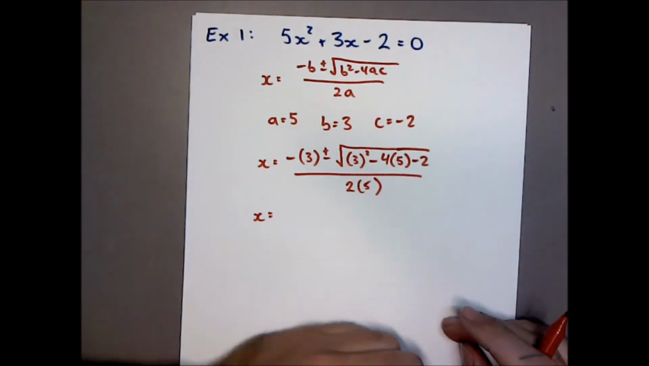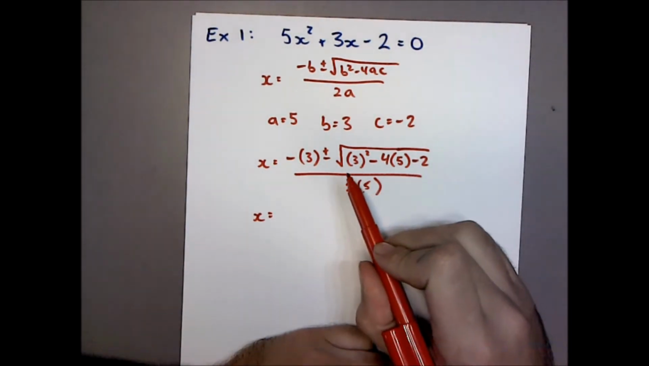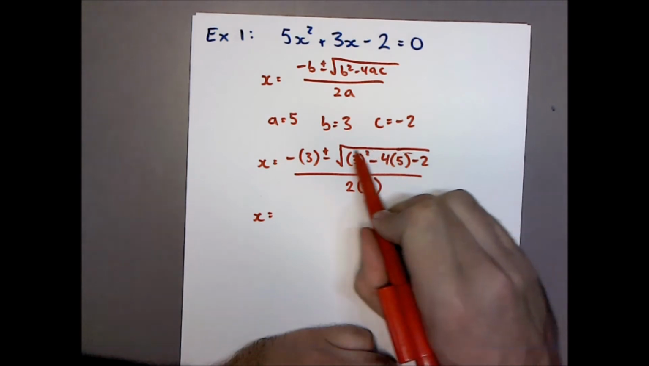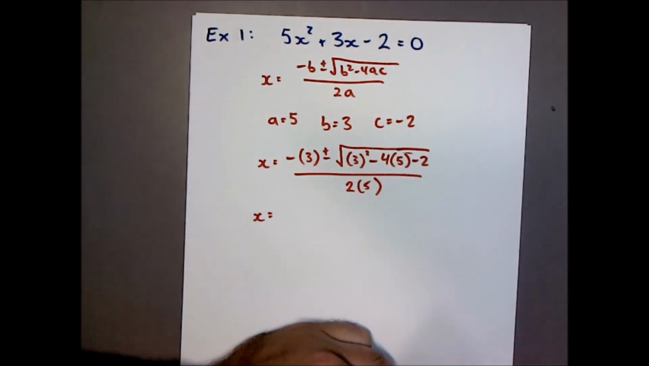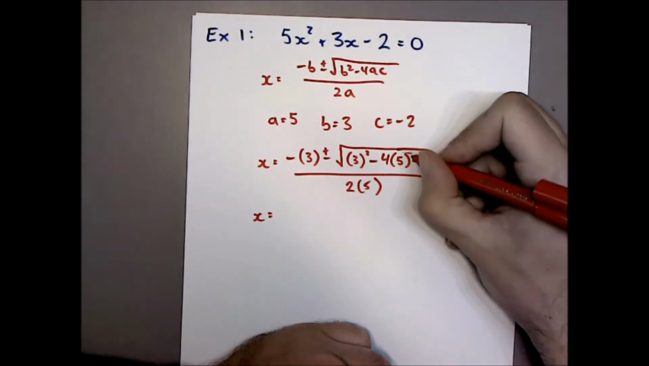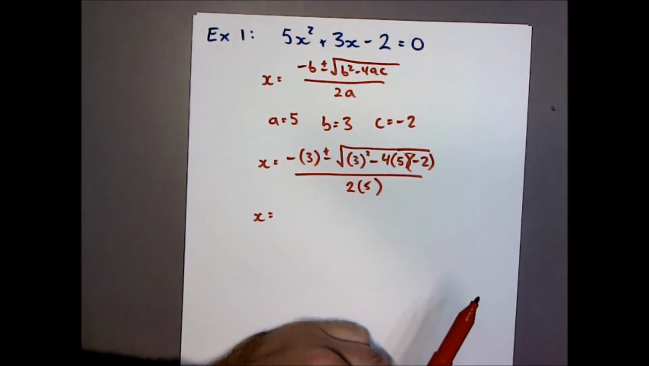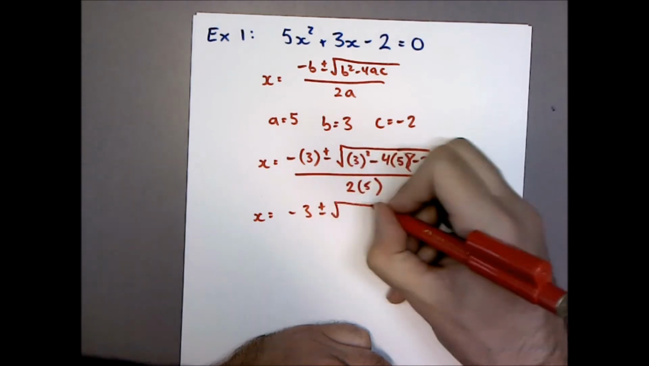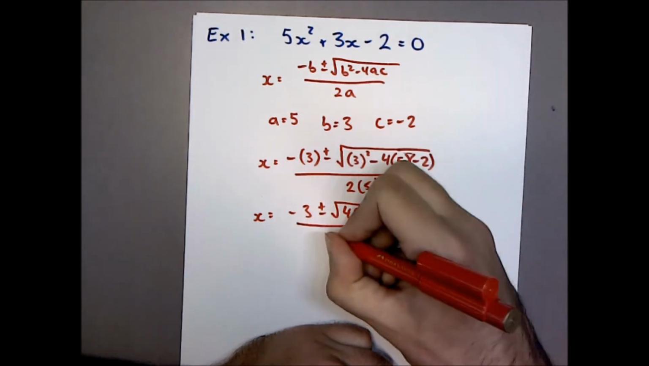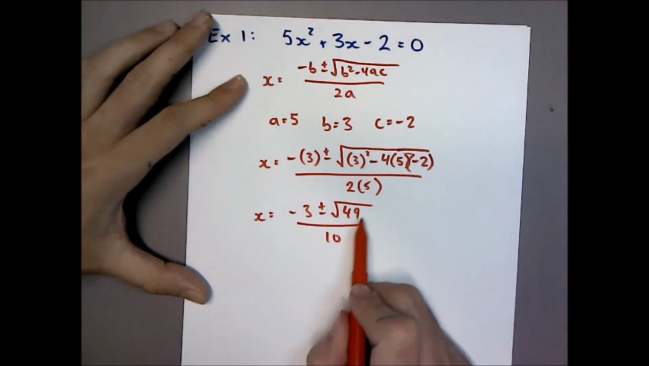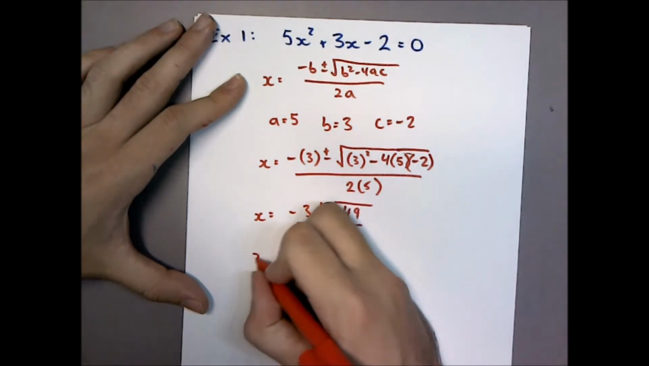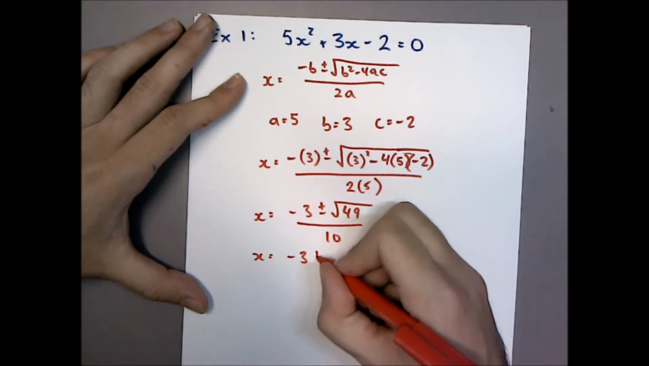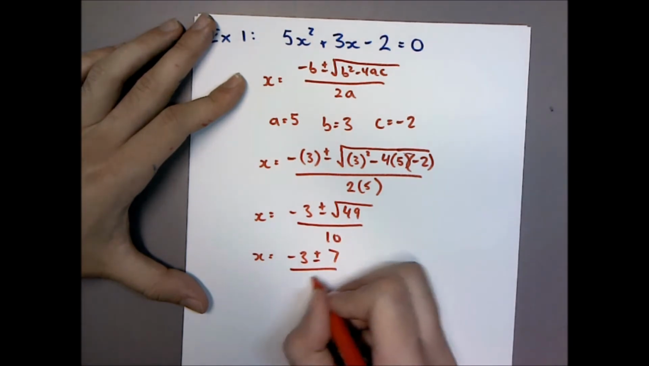Now when it gets to this stage, don't be embarrassed to use your calculator. So what I'm going to do is throw on the calculator this part of the square root just to clean it up a little bit. So it's 3 squared minus 4 times 5 times negative 2. So that gives me the square root of 49. So it's negative 3 plus or minus the square root of 49 divided by 10. Now I can clean this up a little bit more. The square root of 49 is 7, so it's x equals negative 3 plus or minus 7 divided by 10.